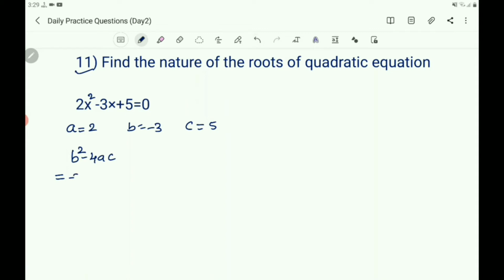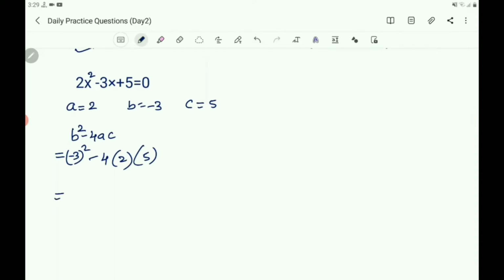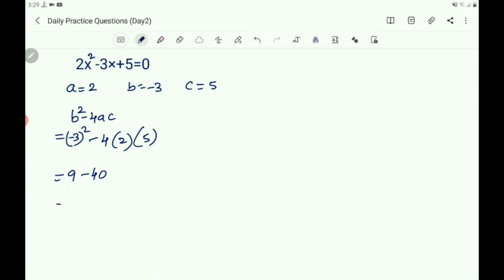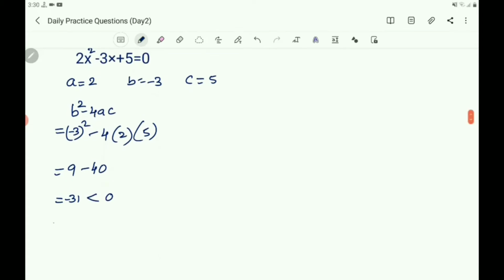b is minus 3, so b square means minus 3 whole square, minus 4 into a, which is 2, into c, which is 5. So b square minus 4ac means minus 3 whole square minus 4 into 2 into 5. Minus 3 whole square is 9, and 4 2s are 8, 8 5s are 40, so minus 40. Now 9 minus 40, as they have different signs, we subtract 9 from 40. 40 minus 9 is 31, but the greater number 40 has the negative sign, so this is minus 31. Minus 31 is a negative number, it is less than 0, so b square minus 4ac is less than 0.